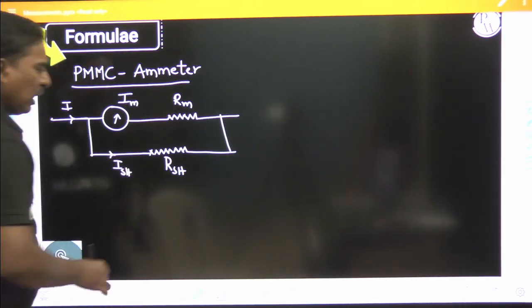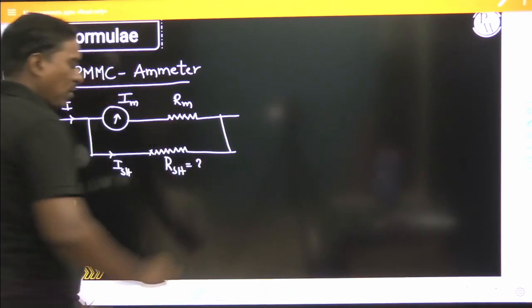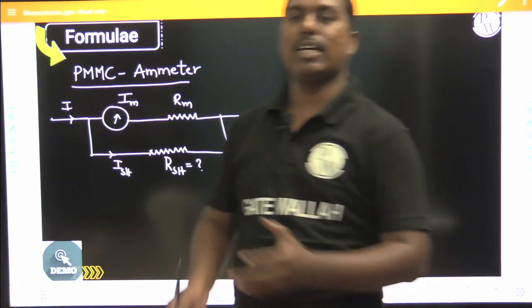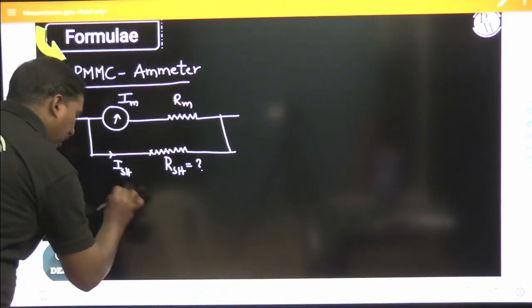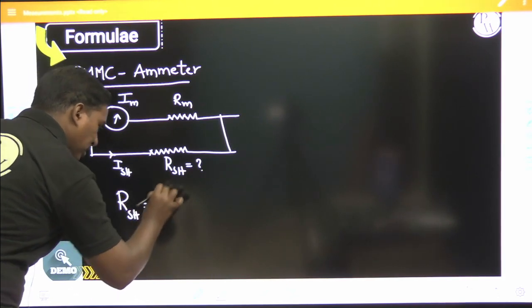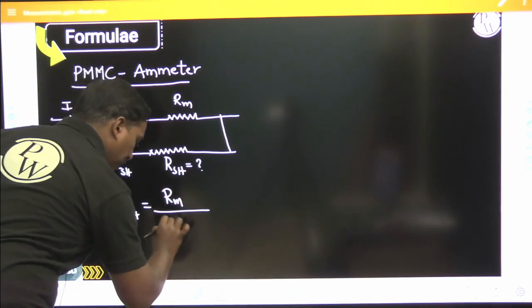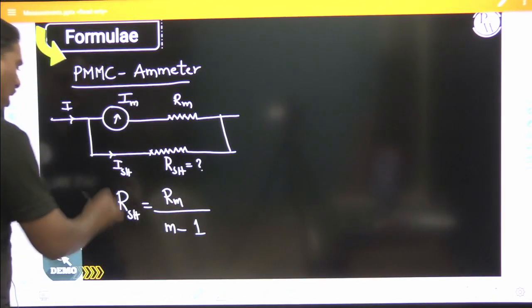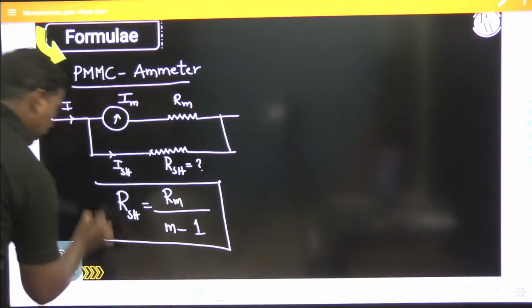So, question can be asked, what is the value of this shunt resistance, so that the current range can be extended from a certain value to a certain value. So, this RSH shunt resistance is given by Rm by M minus 1. I am not going for the derivation, but of course, it can be derived.